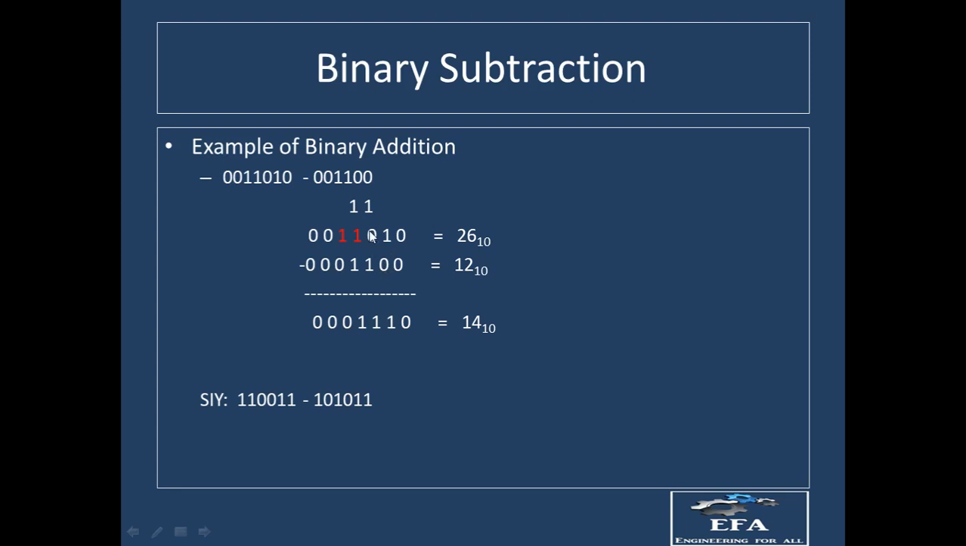Now here we are having 0 minus 1. Now this 0 is smaller than 1, so subtraction cannot be possible. So in this case we have to borrow a 1 from this one to make this 0 into 1 0. So when 1 is being borrowed by this 0, this becomes 1 0 and this 1 will turn into 0. So 1 0 minus 1 will be equal to 1.